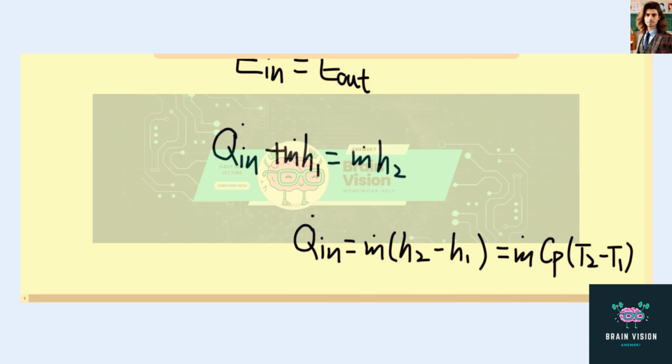If we do some arrangement here, we have Q dot in is equal to M dot times H2 minus H1, which is equal to M dot times Cp times T2 minus T1. Cp is the specific heat at constant pressure for the water, and T2 is the final temperature for the cooling water, and T1 is the initial temperature for the cooling water.